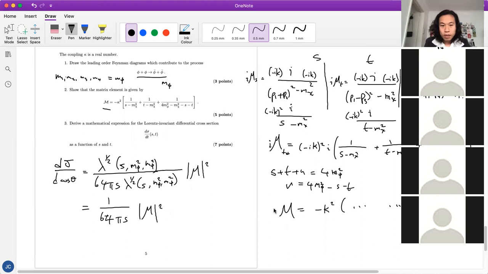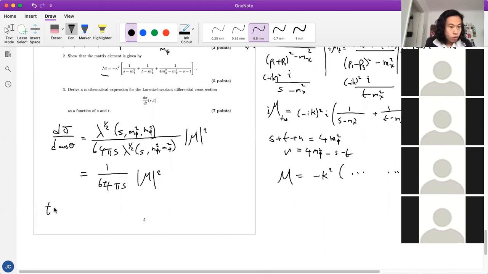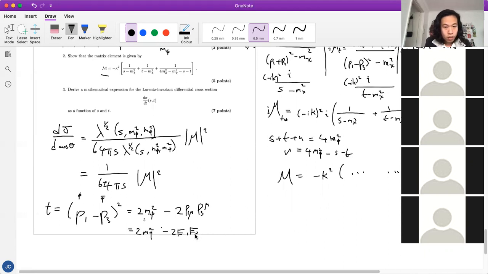Okay, and before we get excited and plug the m into this, we need to first turn this into d sigma dt. To do that, same as the tutorial, P1 minus P3 squared for the t variable, which is 2 m phi squared, since P1 is the phi and P3 is phi bar, but they both have m phi. So P1 squared and P3 squared all equal m phi squared, minus 2 P1 mu P3 mu inner product. So that's just 2 E1 E3 plus 2 P1 P3 cos theta.